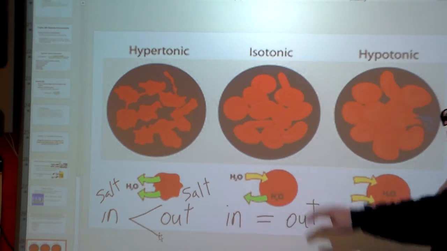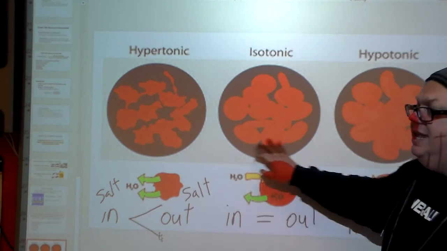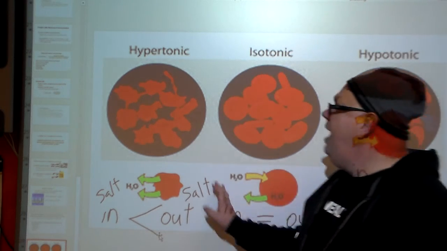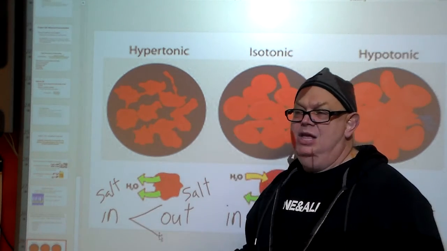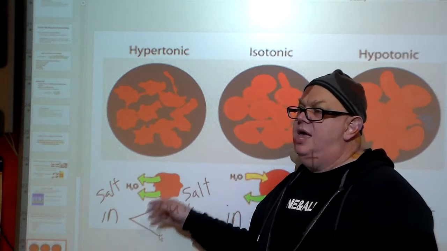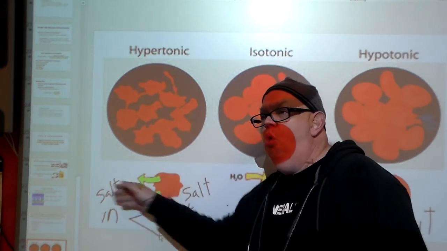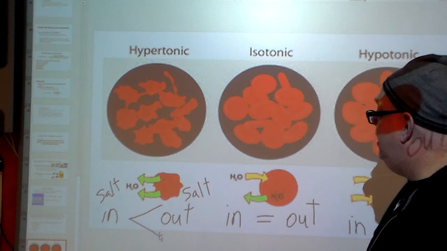Okay? So, our isotonic, it's equal. Okay? Hypertonic, it's not equal. There's too much salt on the outside compared to the inside, and the water's got to rush out in order to try to make it equal.